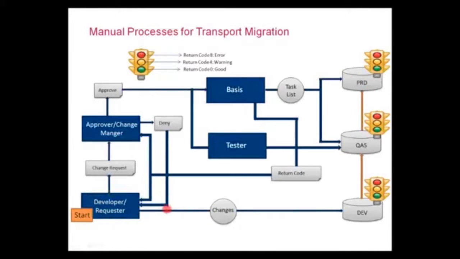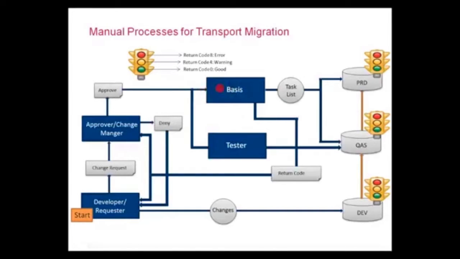Right here we have the developer who has his list of changes that he's making in development. So he makes his changes, and then he wants to release those changes and send them up for testing. Before he does this, he has to request an approval. So these little markers here show an email back and forth between your change management system here, which is a manual process. So he sends the request to the approver. The approver either approves or denies, and if approved, he sends that to the basis team.